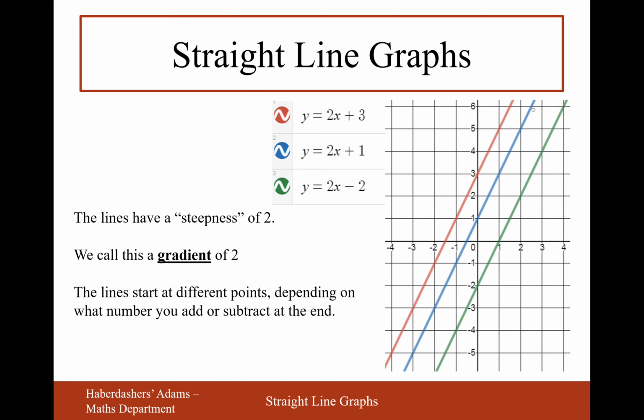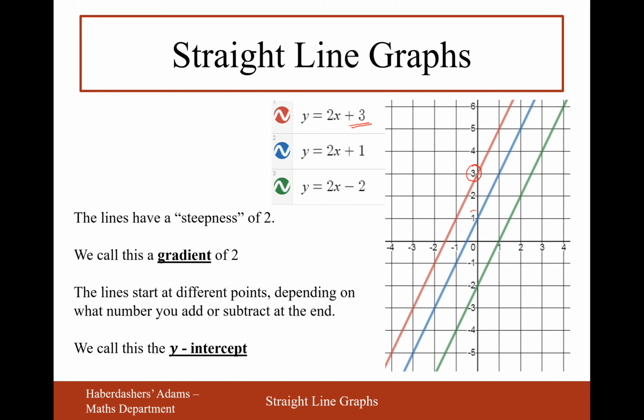But the difference between these equations is that they start at different points on the y-axis, depending upon what number you add or subtract at the end. We call this the y-intercept. So you can see here the red line starts at the number 3 on the y-axis because we have to add 3 on the end of the equation.